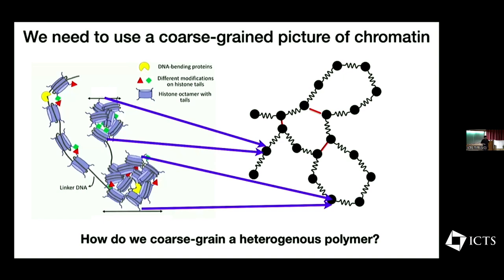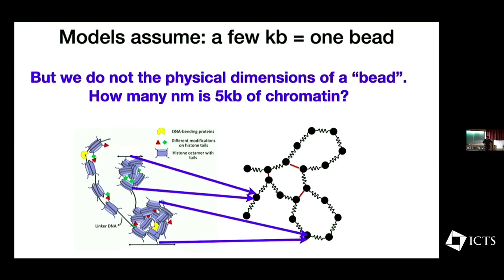So the question is, how do we make a polymer picture of chromatin? One has to take a few nucleosomes as a bead and connect them with springs and make a polymer picture to simulate and study chromatin. How do we do that? To do that, we don't even know basic things like the size of a bead. If I take a few nucleosomes as a bead, is it 25 nanometer? Is it 35 nanometer? What is the size of this bead is not at all known.